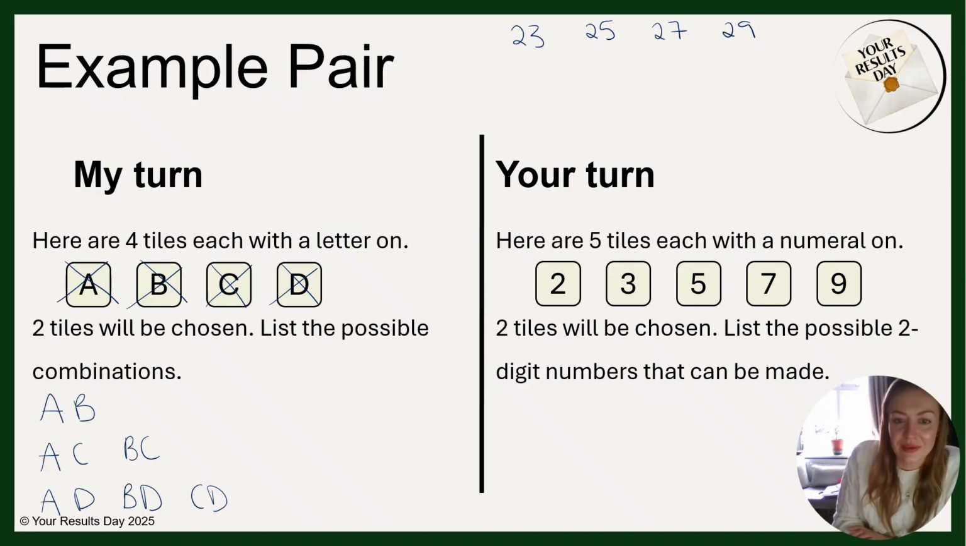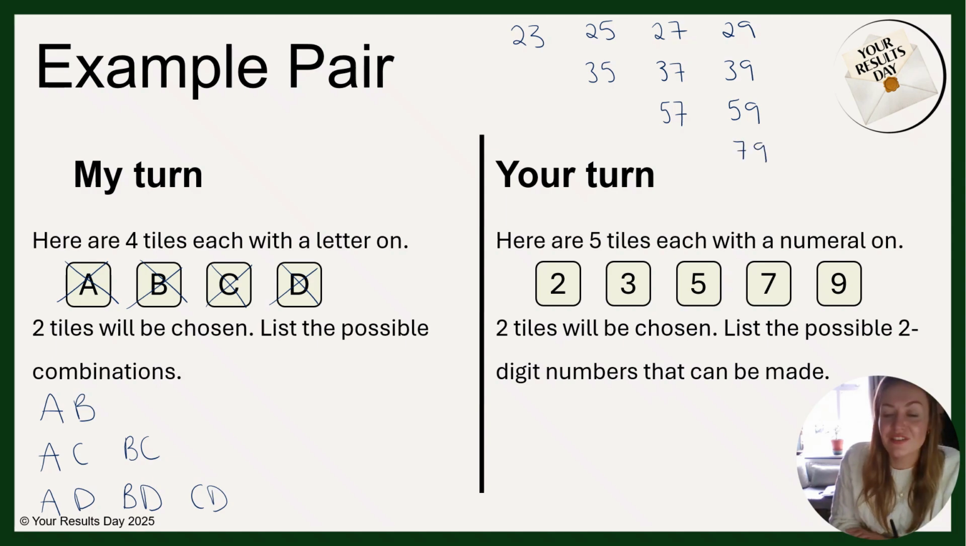And then I could go in and say 35, 37, 39, and say that's the 3 done with. Then I could go in and say 57 and 59, and that's the 5 done with. And then lastly, 79. And if you did that, that's brilliant. That's exactly mirroring the method I showed you before.